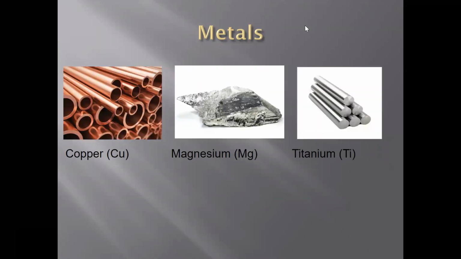So here's some basic examples of metals. We have copper here. This is copper piping. We have magnesium, and then titanium over here.